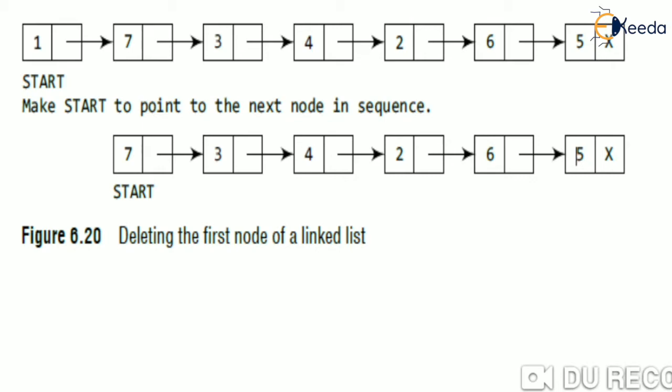First we are setting pointer equal to start, and then we are setting start equal to start next, the address of the next element. So it automatically shifts this pointer to the second node of the linked list, and the first node is deleted. So in this manner, in a very simple manner, we are deleting the first node from the linked list.